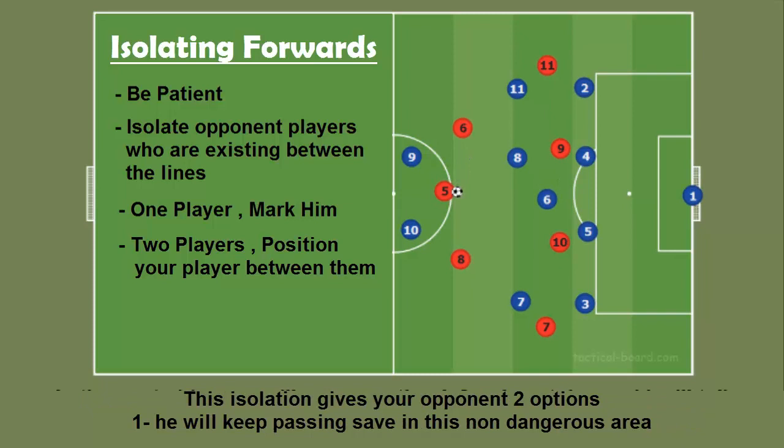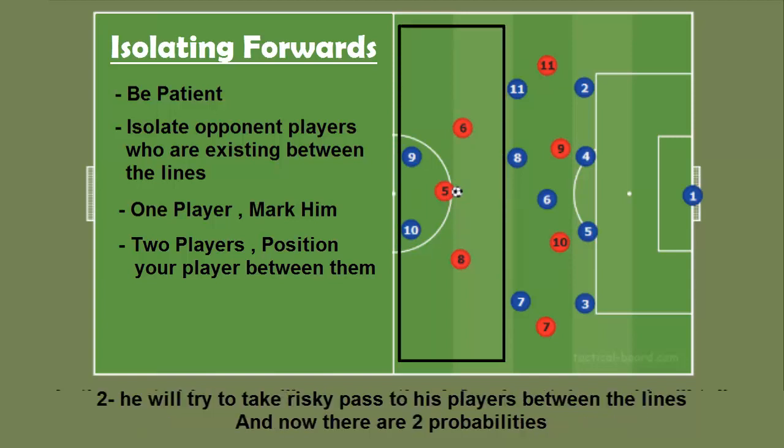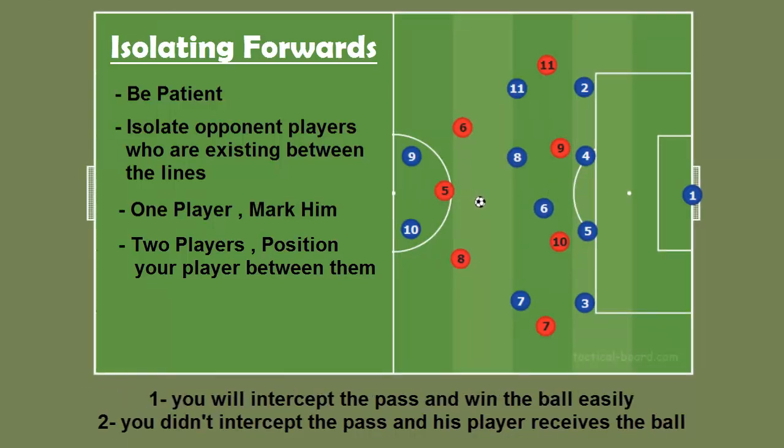This isolation gives your opponent two options. 1. He will keep passing safe in this non-dangerous area. 2. He will try to take a risky pass to his players between the lines. And now there are two probabilities. 1. You will intercept the pass and win the ball easily. 2. You didn't intercept the pass and his player receives the ball.